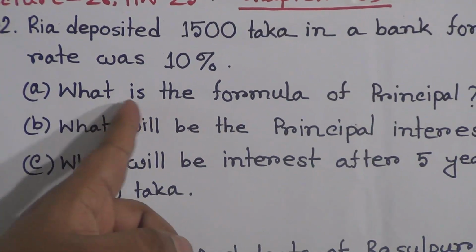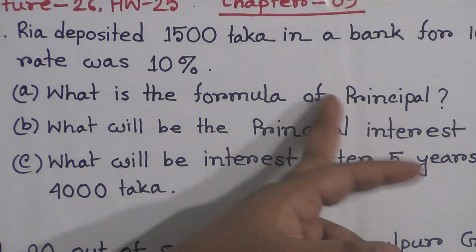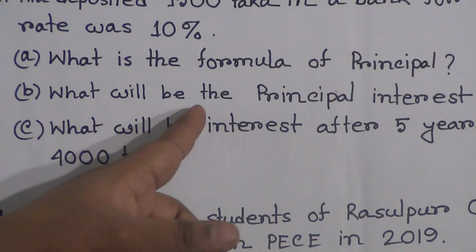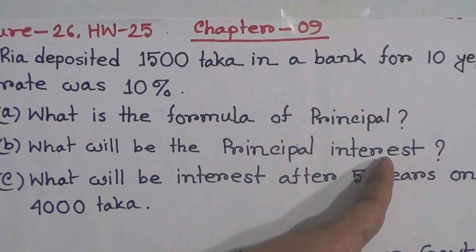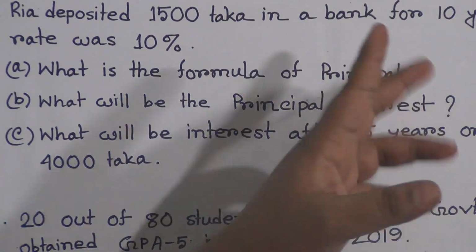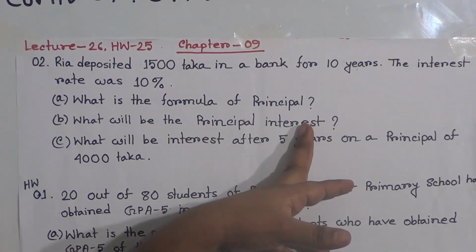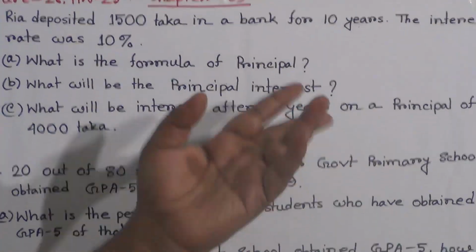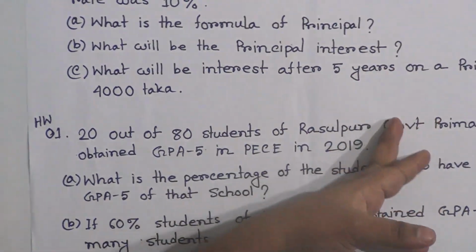The interest rate is also given, which is 10%. So question number A, what is the formula of principal? We have already known this because we know the formula of principal and we can easily write it. Question number B, what will be the principal interest? Principal is given but interest is not given. Principal interest means principal plus interest. For this reason at first we find out the simple interest, after that we add that simple interest with principal and we get the principal interest. I hope you have understood.